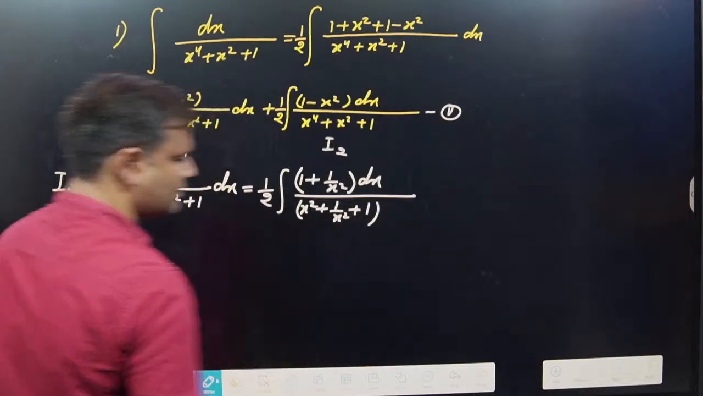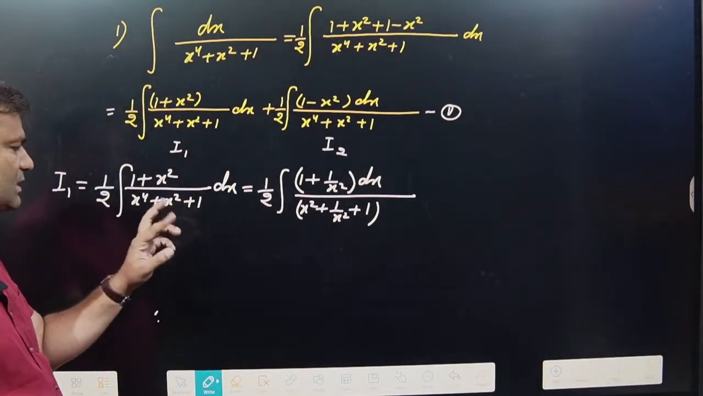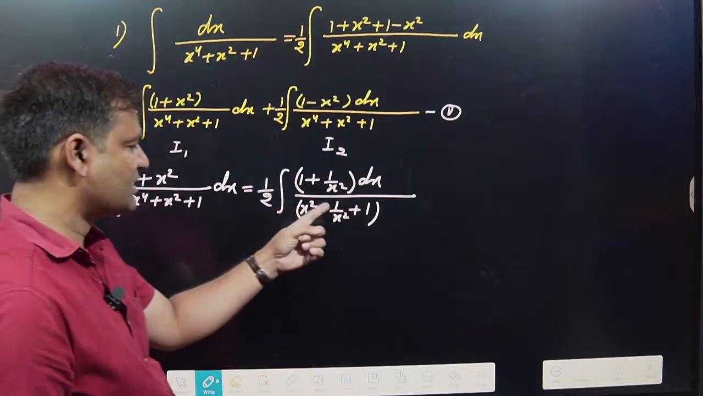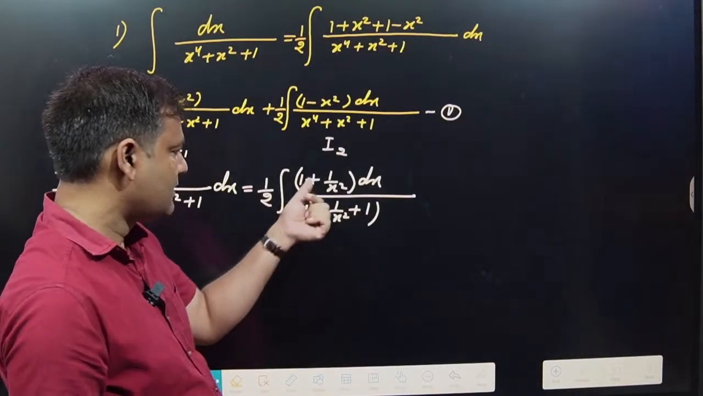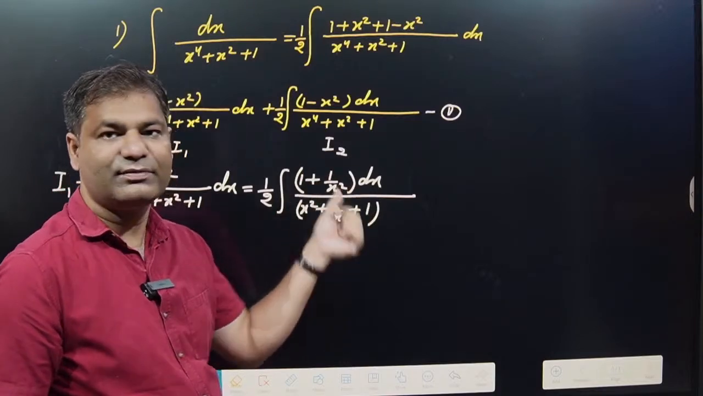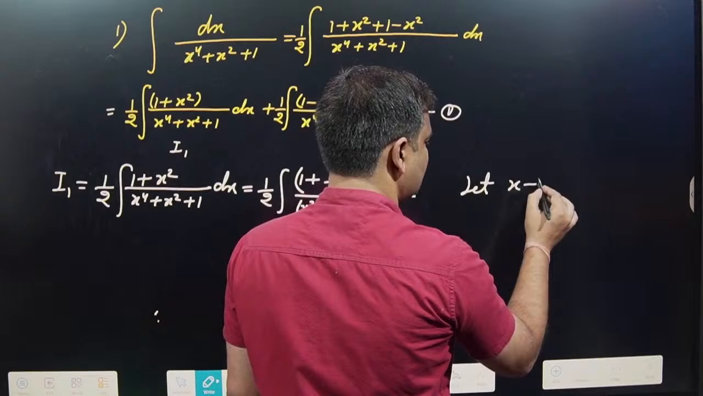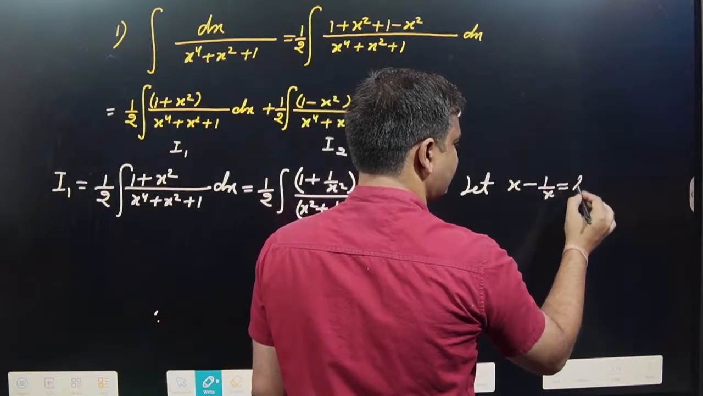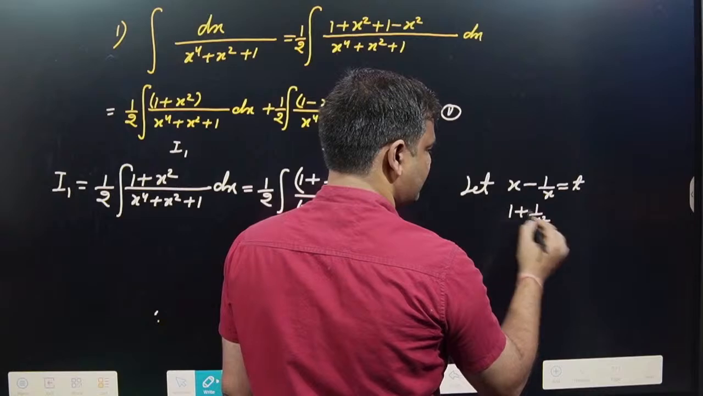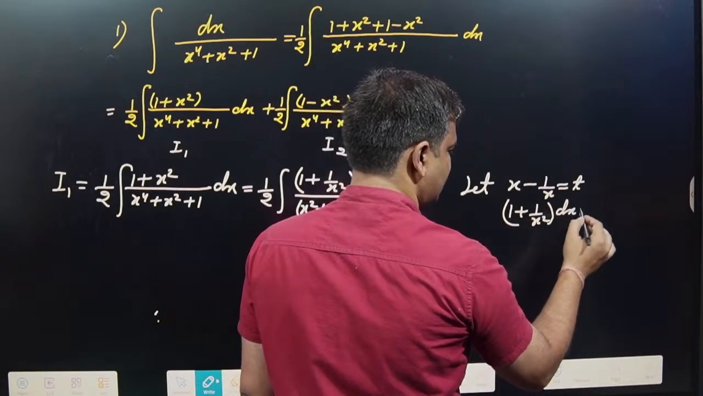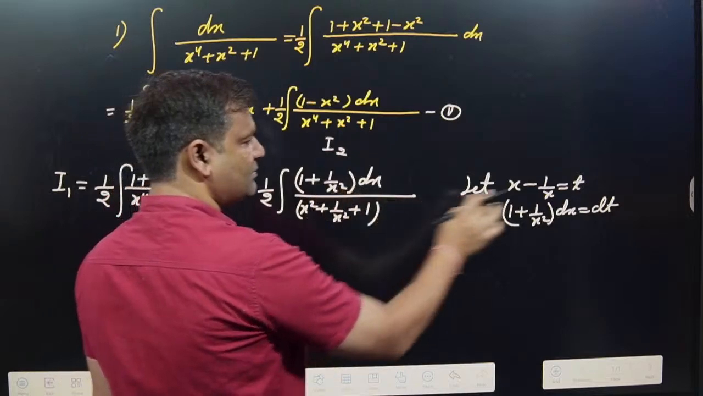Okay, clear? If you divide by x square, then x square upon x square, so x square plus 1 by x square plus 1. Now look here, this one is the differentiation of x minus 1 upon x. Let x minus 1 upon x be t, then the differentiation of this is dt. This basically gets replaced by dt.